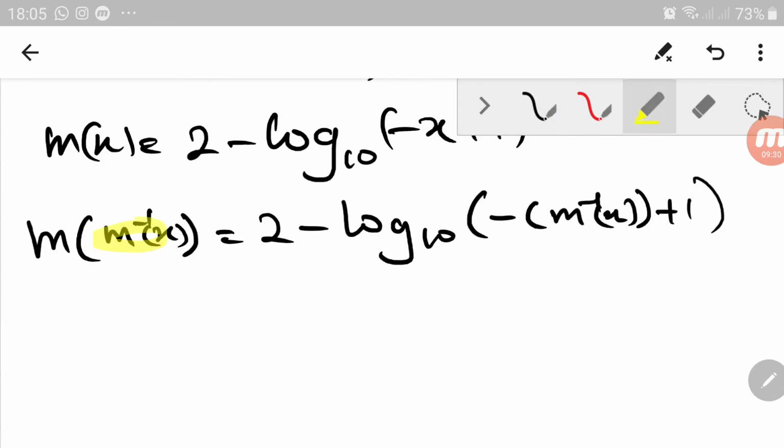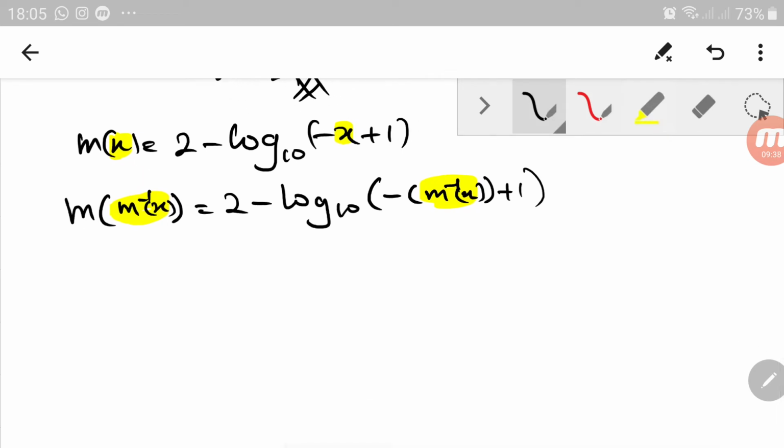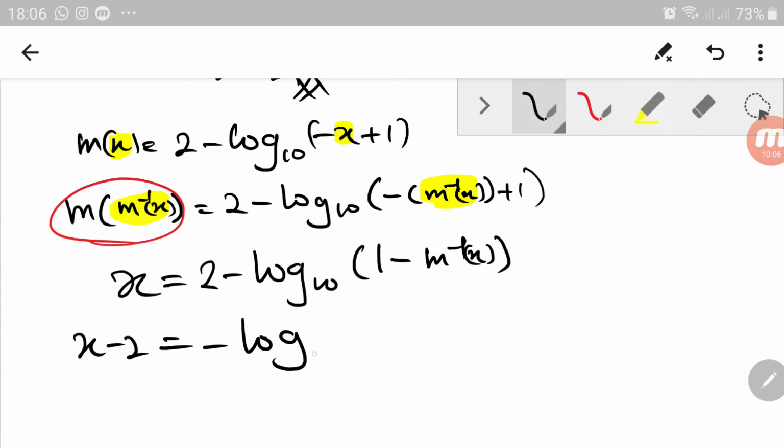Okay, so take note, I change everything to become this one, because m x is that. Now, and then next step we change this into x, applying that m inverse m is x. Okay, and this one is 2 minus log base 10 of 1 minus m inverse x. Now what we are going to do is get rid of the 2. So x minus 2 equals minus log of 1 minus m inverse x.